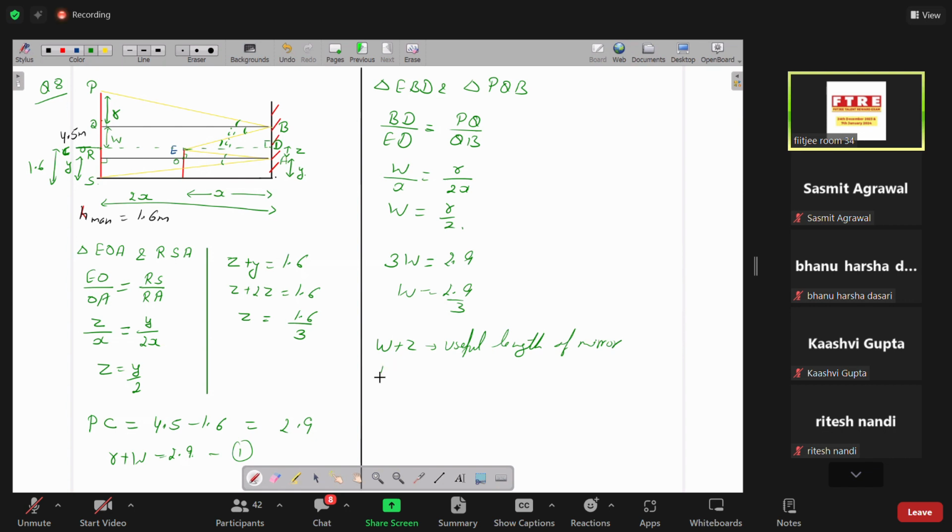Put in and calculate, see what the final value is. That means 4.5 by 3. How much is this coming? 1.5. So 1.5 meter will be your answer.